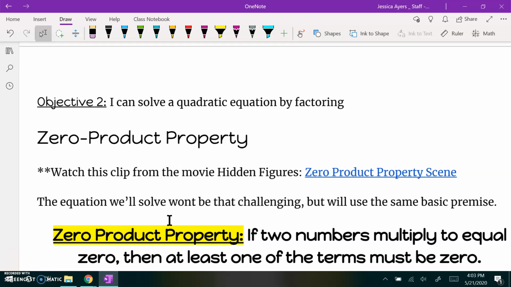Guys, welcome back for Objective 2, Solving Quadratic Equations by Factoring. So before we can get into actually doing that objective, we need to first talk about the zero product property.